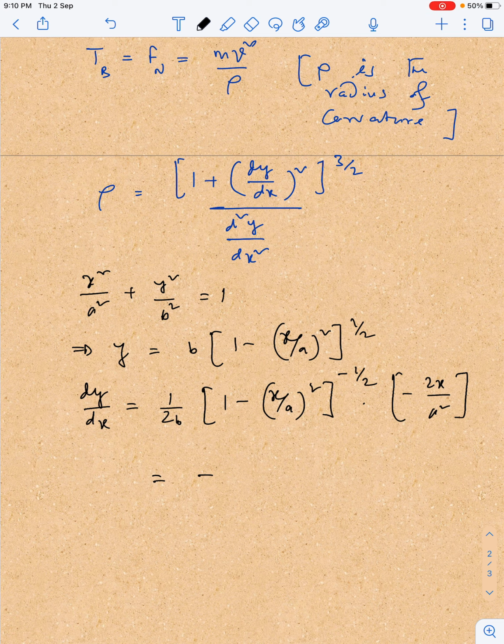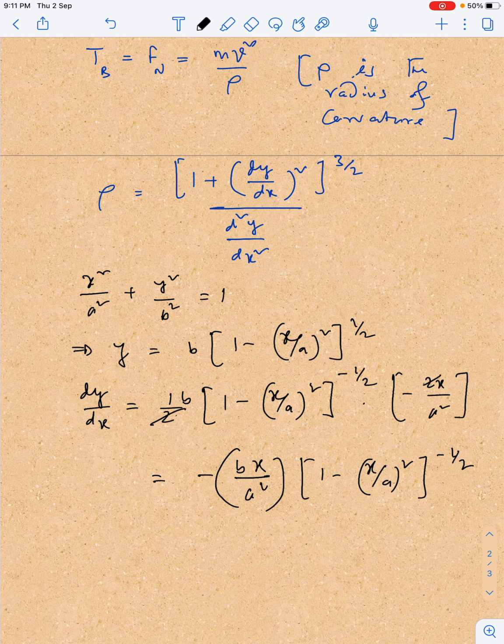We are getting here this b is there, I'm sorry, this b will be here. There's a calculation mistake that I have done. This will be bx by a square, isn't it? Bx by a square, because these two factors and these two factors will be cancelled. So bx by a square into 1 minus x by a whole square whole to the power minus half. So this is dy dx.